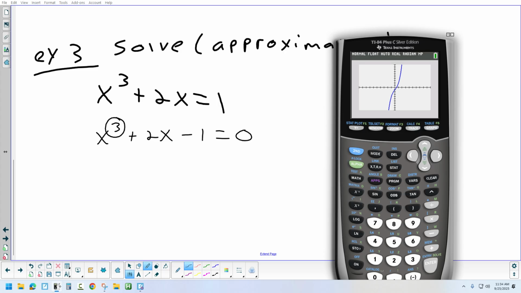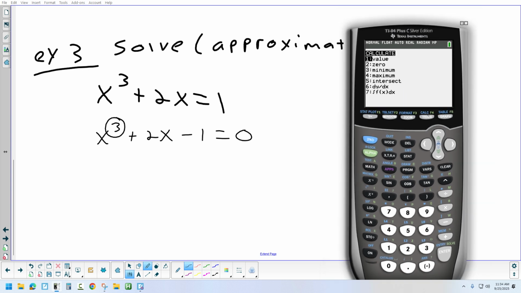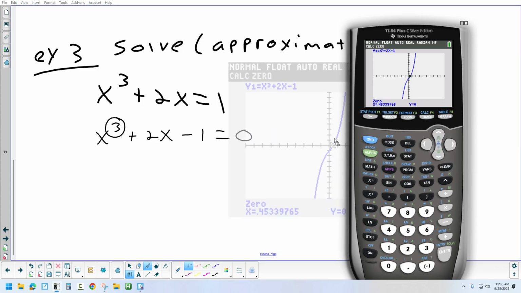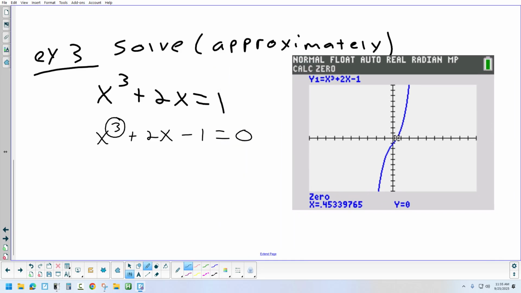How do I find the 0 now? What do I press? Second trace, 0, and then option 2. Pick a point to the left, to the right, and do your guess. And that is your answer. If you're going to round to 2 decimal places, about 0.45. And that's it. Any question on how we calculated the 0?